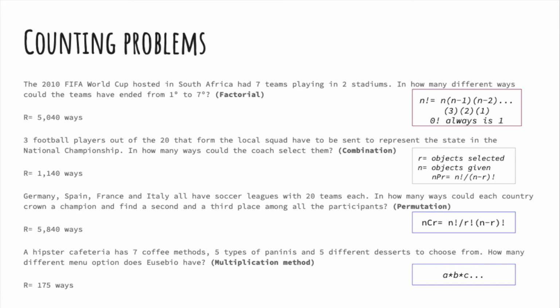The third problem talks about permutation, and this one is basically the same as combination, but the difference is that the order does matter because there are 20 teams and they are asking us to find the first, the second, and the third place. And the last one is the easiest because it's a multiplication method. We're given 7 coffee methods, 5 types of paninis, and 5 different desserts. So we just need to multiply each one of them, being like A times B times C.